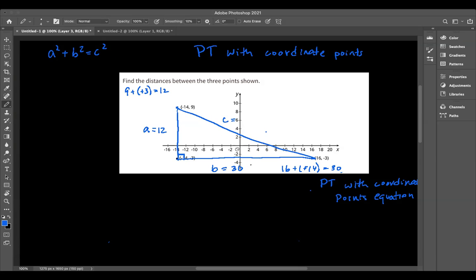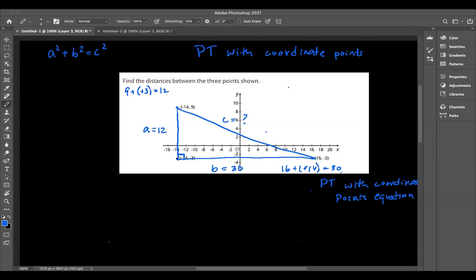So again, we have A is equal to 12, B is equal to 30, and now the problem is C. How do we find this one? We could do it the old way if we wanted to. We can do A squared plus B squared equals C squared. So we just square both values and then square root that number. We've done that before.